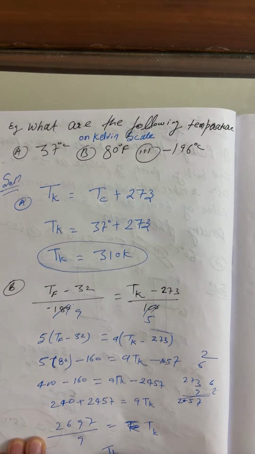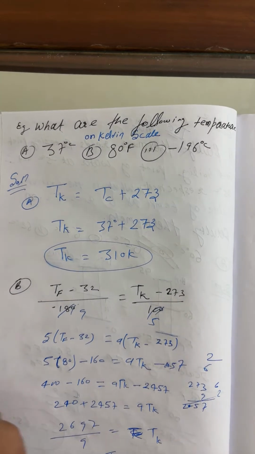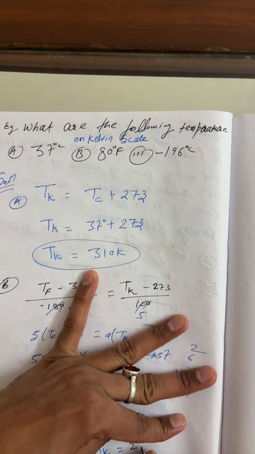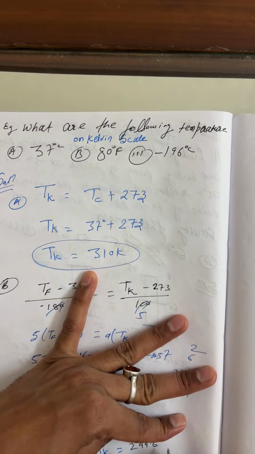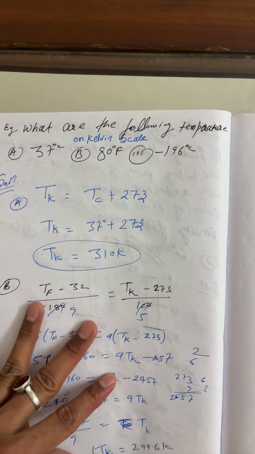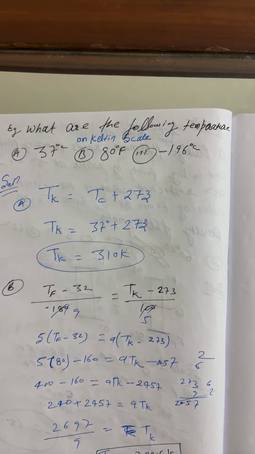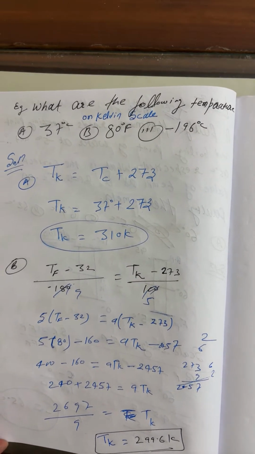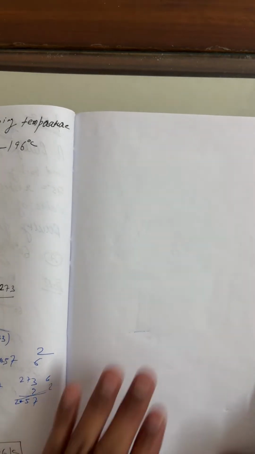That is the temperature in Kelvin. You wrote 299, and 299.6 Kelvin. Very good, my dear. I'm very happy to see it. Okay, now your next question, my dear. What is the next question here?